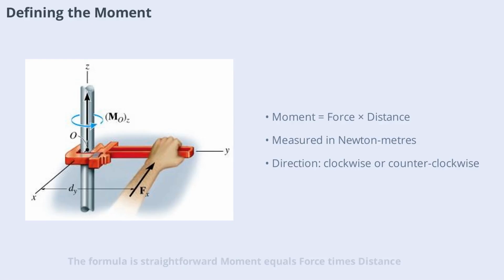The formula is straightforward. Moment equals force times distance. The unit of moment is Newton meter, Nm. Moments can act in either a clockwise or counterclockwise direction depending on the orientation of the force. Understanding the sense of a moment is essential for analyzing the stability and equilibrium of structures.